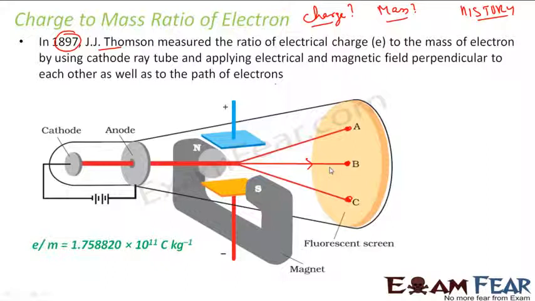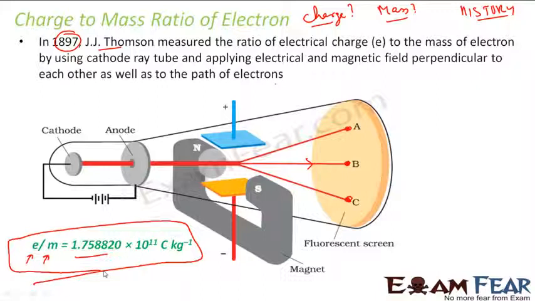And with that value of electric field and magnetic field, he had a lot of calculations which we will not go deep into, but with that calculation and with that experiment, he found that charge to mass ratio of electron is 1.758820 into 10 to the power 11 coulomb per kg. This was the charge to mass ratio that was found by J.J. Thomson by using the experiment. Hope you understand what he did.